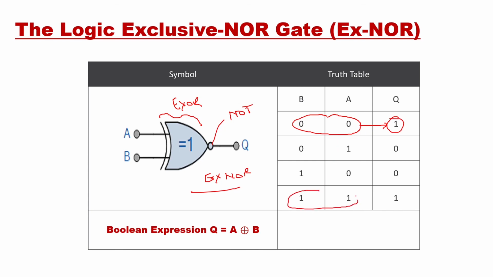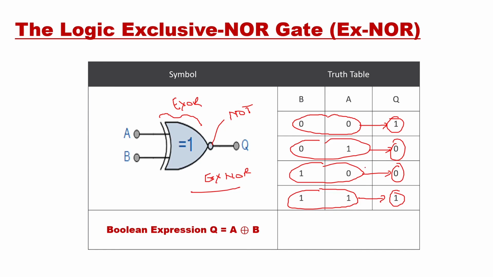Similarly, when the inputs are the same, the output was 0 for the XOR gate, but now it is inverted and you are going to get 1. Similarly, when the inputs are different, the output will be 1 for the XOR gate, but in the case of the XNOR gate, it will be 0. So it gives the opposite, or complemented, output of the XOR gate, which is called the XNOR gate.